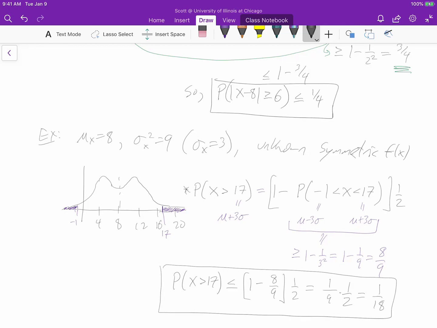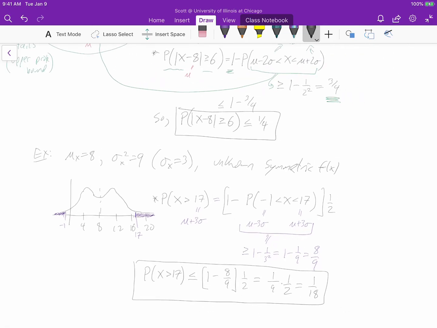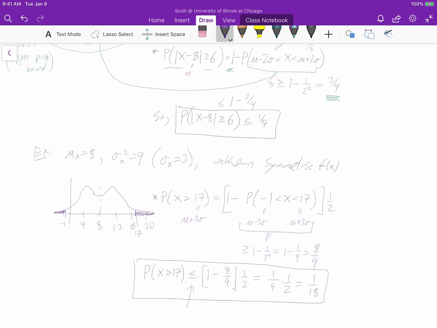Okay, so whenever you go to the tails, it is an upper bound. So the probability is at most 1/18. It can't be any bigger. When you ask a question about the center, it's a lower bound. Okay, that's it. Again, I might come back and walk through the proof of this, but I'll consider that optional.